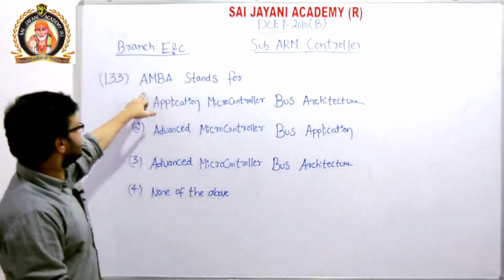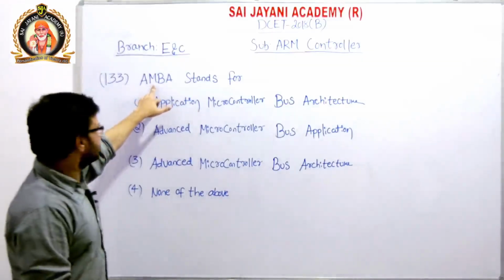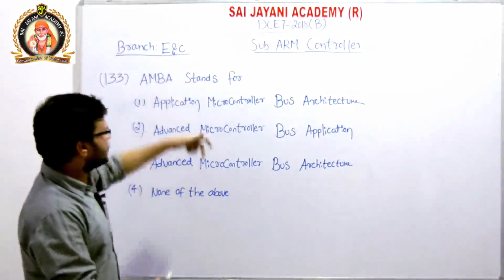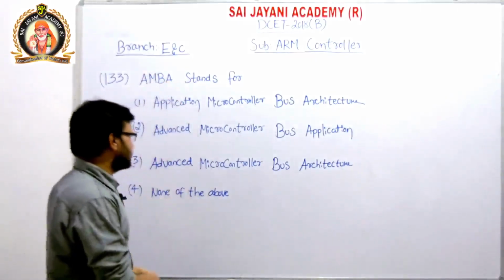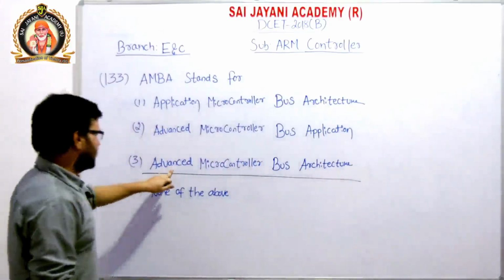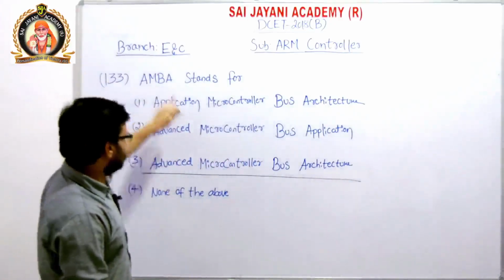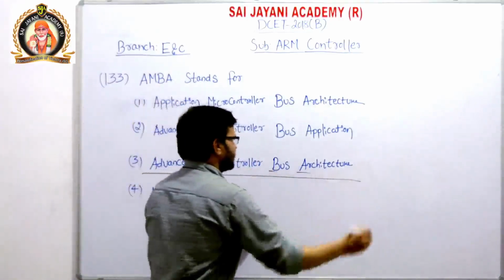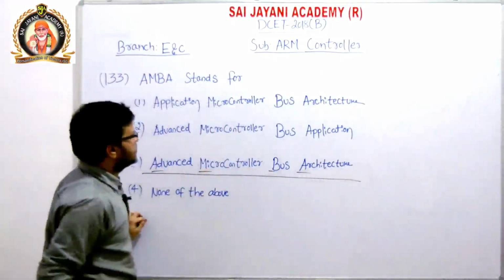Here, A represents advanced, M represents microcontroller, B stands for bus, and A stands for architecture. From these options, the third one is the right option. That is, A represents advanced, M represents microcontroller, B represents bus, and A represents architecture.